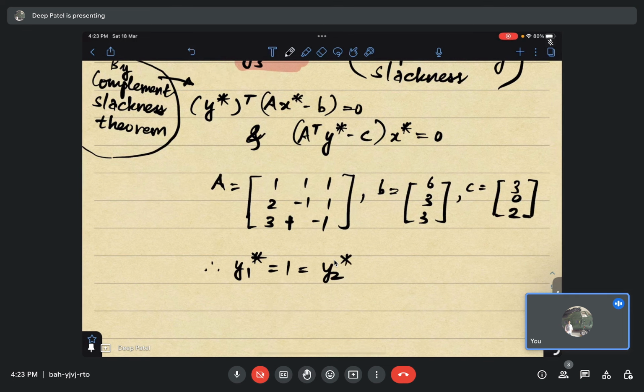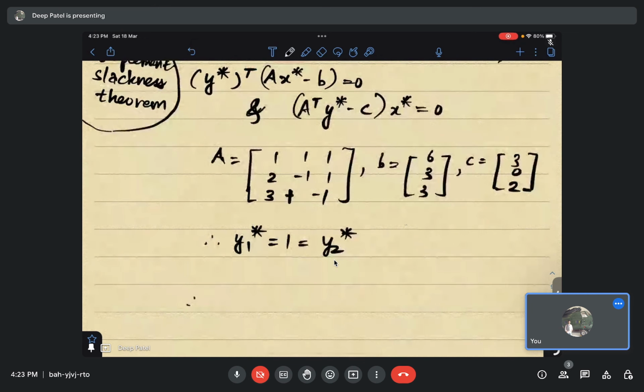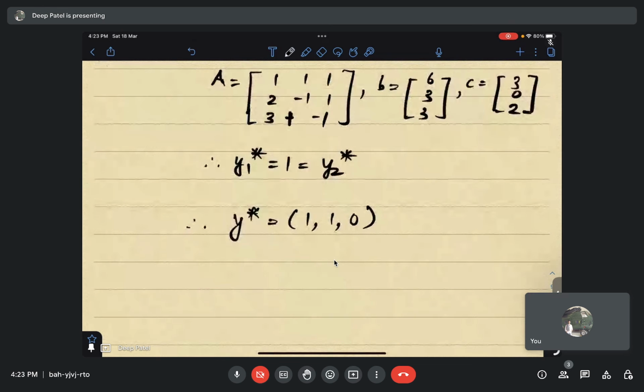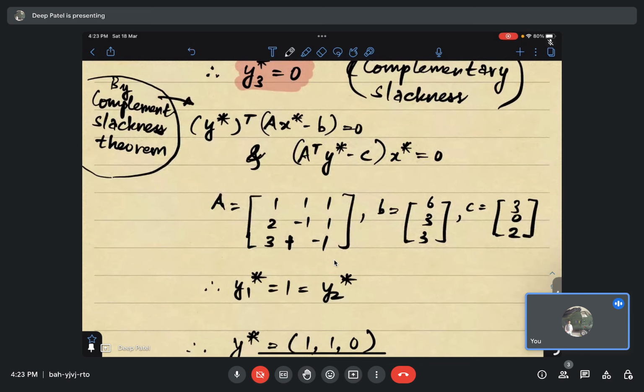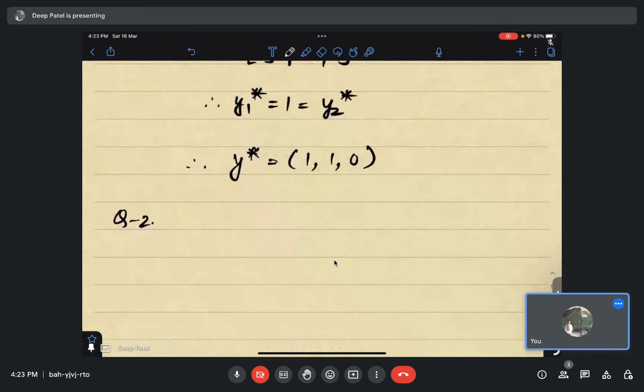So I think this is the solution. Yeah, y star is 1, 1, 0. Right? That means if you write down the equations and put in the values for x star, it simplifies quite a bit. Then it's simple. I see. Okay. And y3s are anyway 0, so maybe it will become further simplified to solve it.